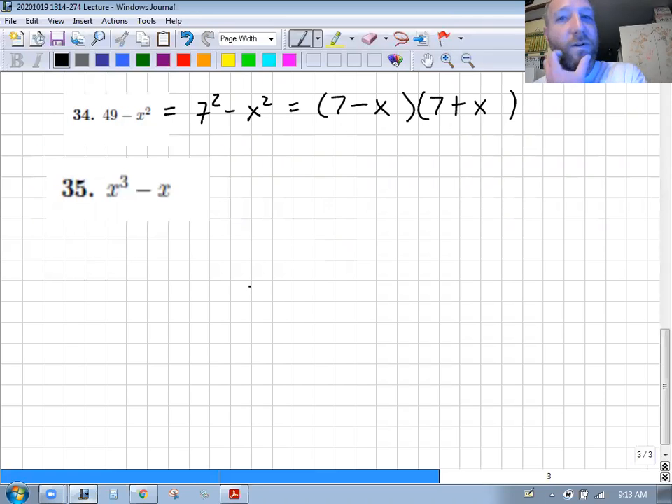All right, this one, there are no coefficients, but we have powers of x. We see the highest power is cubed, the lowest is x to the first, so we can factor out a single x here. We get x times x squared minus 1, from x cubed minus x.